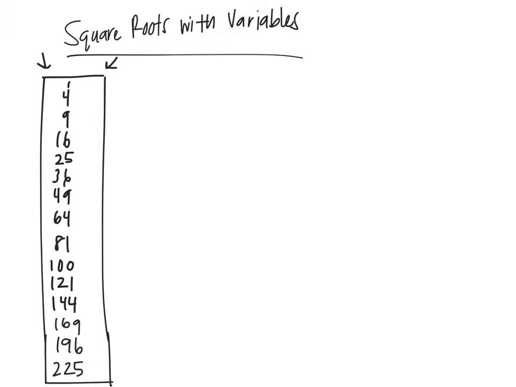Okay, we will use that as kind of a guide for some of our examples in the future, so just have that on the left-hand side of your paper so you can refer back to it. So now we're going to go ahead and look at square roots with variables.